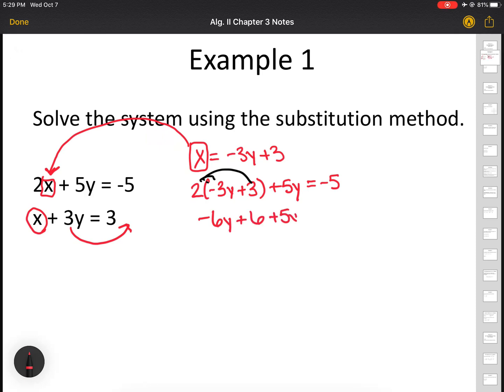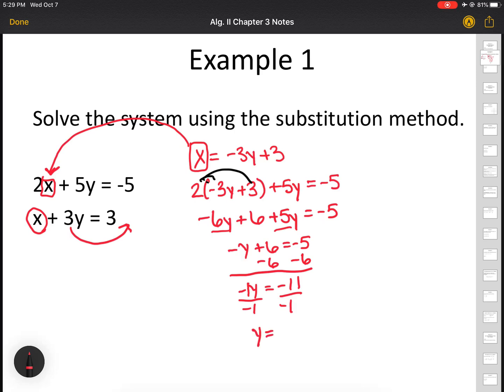Then I'm bringing everything else down. I have like terms here, so negative 6y plus 5y is negative y, plus 6 equals negative 5. And then I need to move that 6 to the other side, so I get negative y equals negative 11. But I want positive y. Right now there's a negative 1 in front of that y, so I want to divide that out. So now we get positive 11 for y.